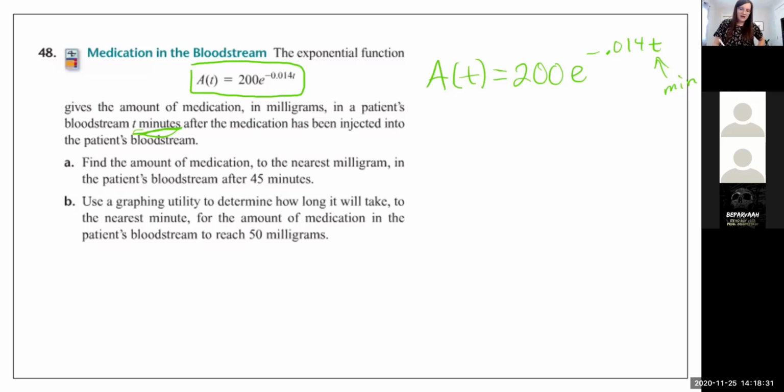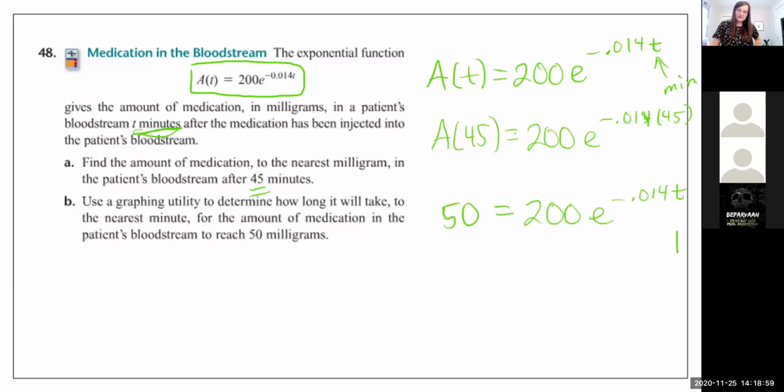So they're saying how much is left after 45 minutes. So after 45 minutes, you're going to have 200 e to the negative this, and then times 45. Always check your units, make sure that is working. And then the other question is, how long is it going to take to reach 50? So now this is a question where they're asking, what is the exponent? When you know the exponent, you know how to calculate it. When they're asking what the exponent is, that is a question that can be specifically solved with logs, which we'll learn about next week.